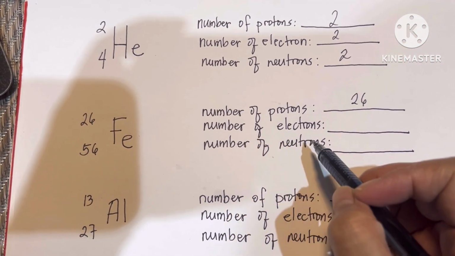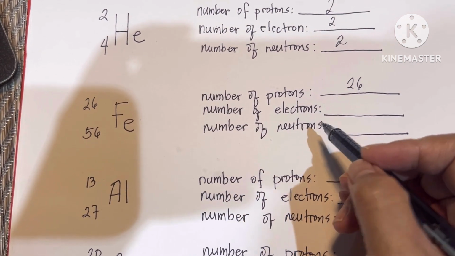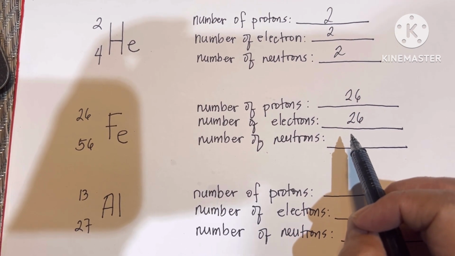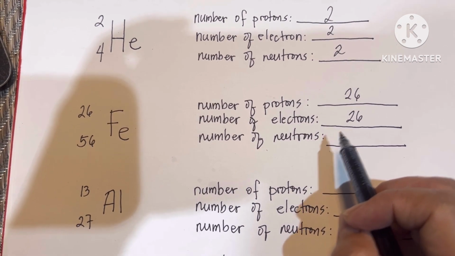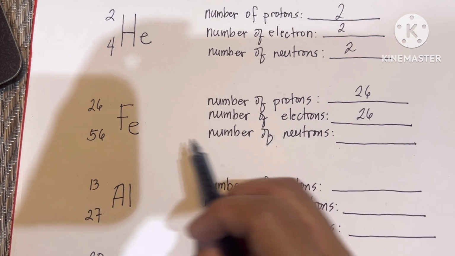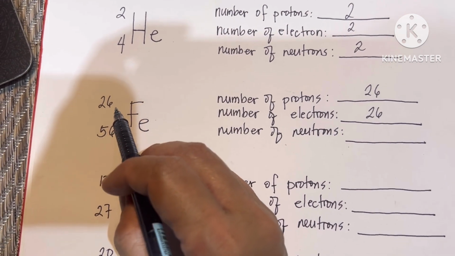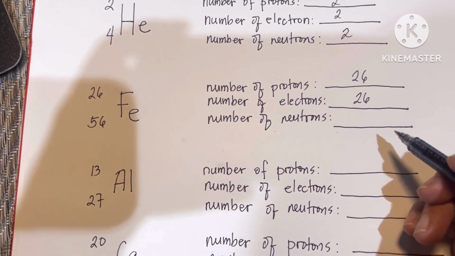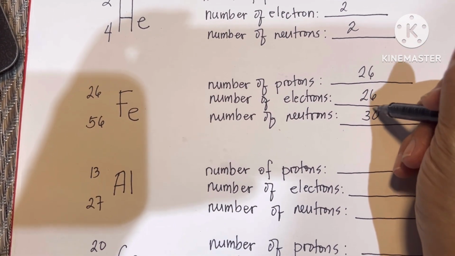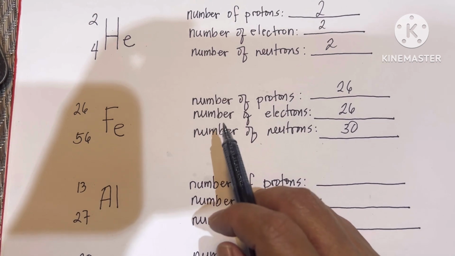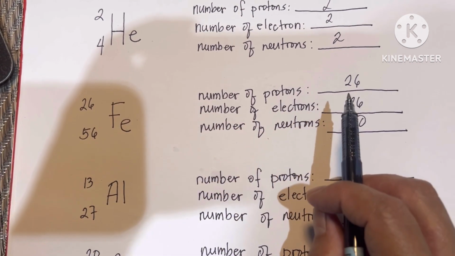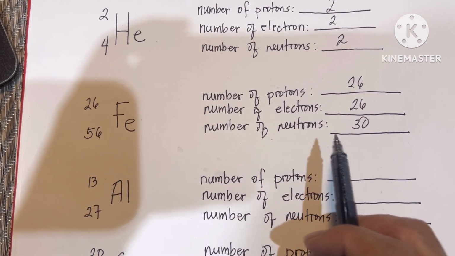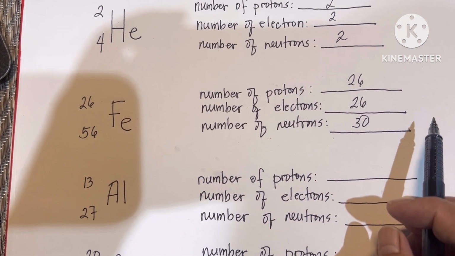And how about the number of electrons? That is also 26, because whatever is the number of protons, that is also the number of electrons. Now, how about the number of neutrons? We will subtract 56 and 26. So 56 minus 26, that will give you 30. So number of protons of iron is 26. Number of electrons of iron is 26. And the number of neutrons is 30.